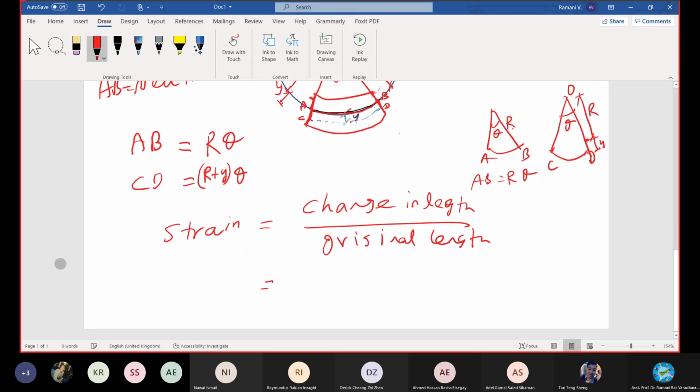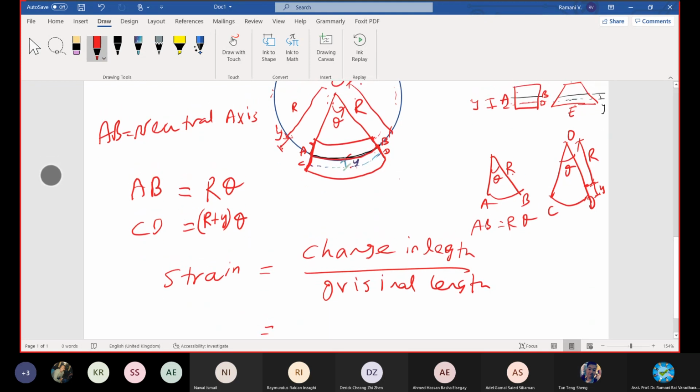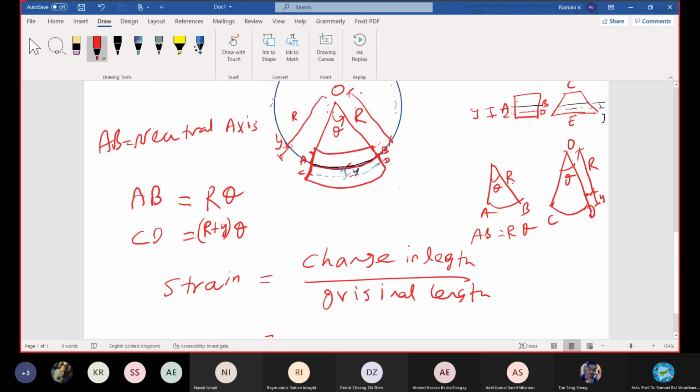What is the change in length here, or the original length? The change in length we already found out, right? What is the change in length for AB? Change in length will be CD minus AB, right? Originally it was AB, the neutral axis, but changed to CD, isn't it?